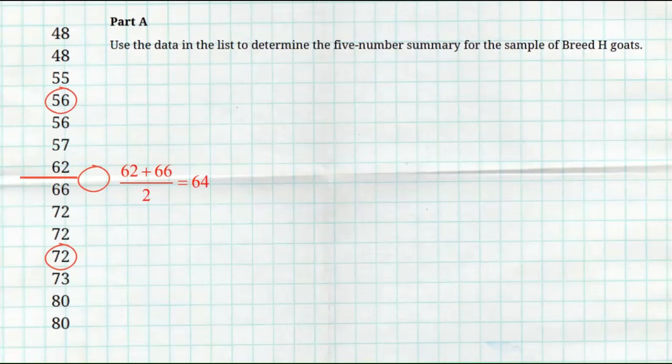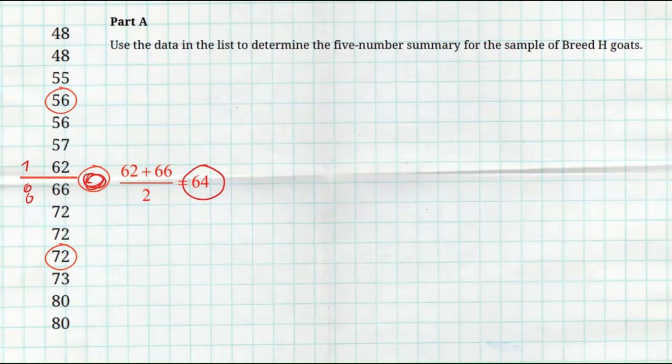First off, there are 14 goats. Add 1, 15, divide by 2 is 7.5. That means that the median is located right between the 7th and the 8th goat. Now, they were very kind to put the data already in order for us. So here is the 7th goat, here is the 8th goat. So the 7.5 is going to be right in between. So it's right here's where that median is going to fall. It's between 62 and 66. So add 62 and 66 and divide by 2, and we get a median of 64.